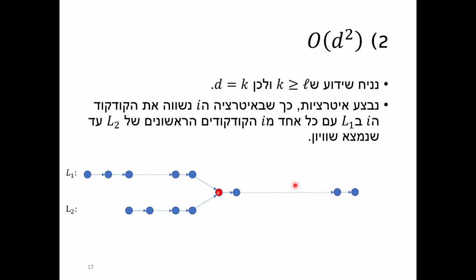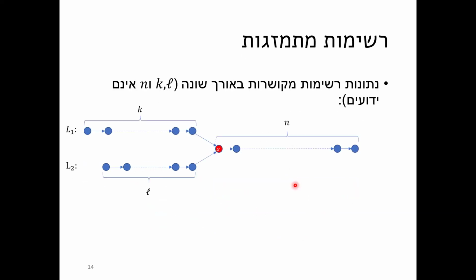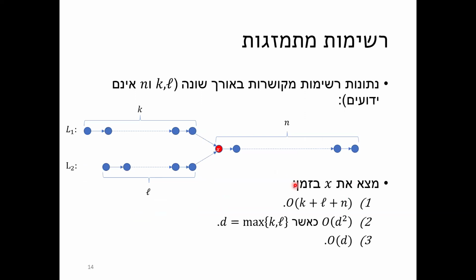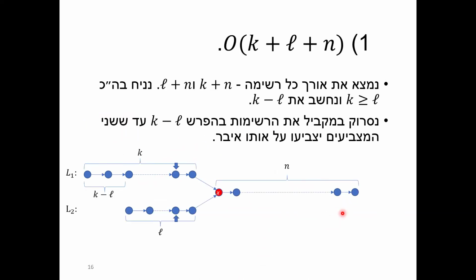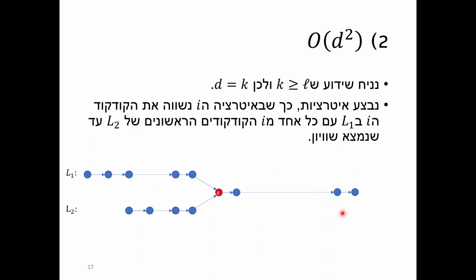What is D? Let me go to the beginning. D is the max of K and L, right? D is the larger one of K or L. So here it's K, so really this would be O of K squared in this case, but we don't know which one is larger. That's why we denoted D to be the larger one. Okay, so let's assume we know that K is larger than L, and therefore D equals K.